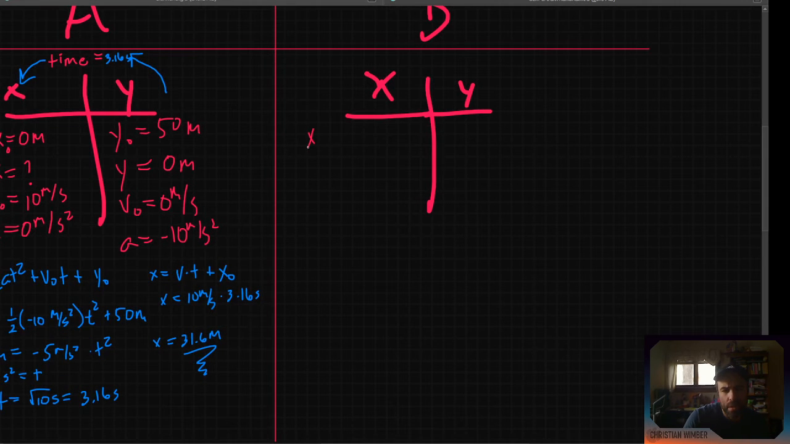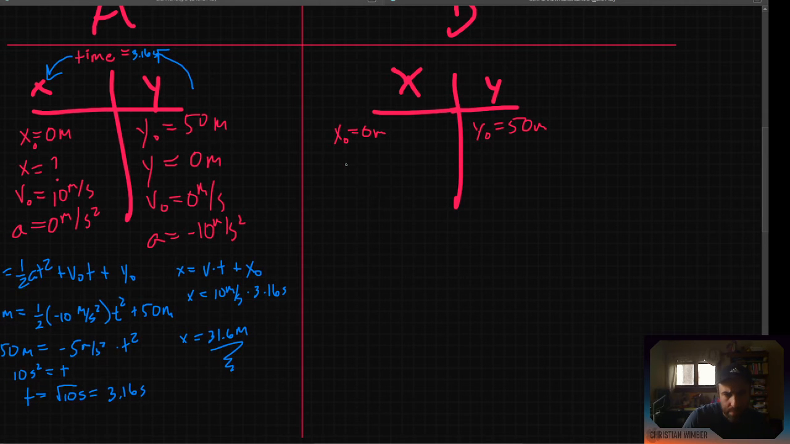All right, so the initial position horizontally is still 0, and the initial position vertically is still 50. So those are all the same. The final position is still what we're looking for, and the final position here is still 0 meters.